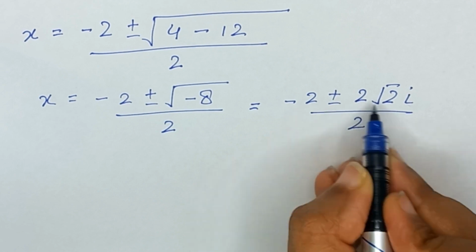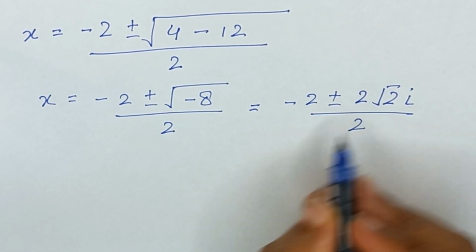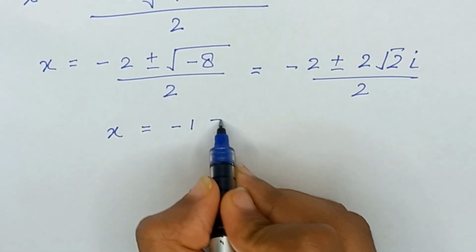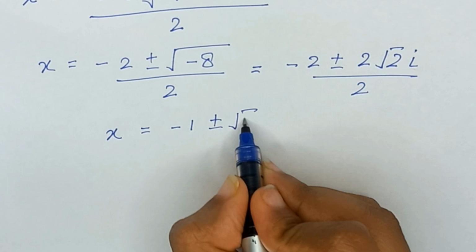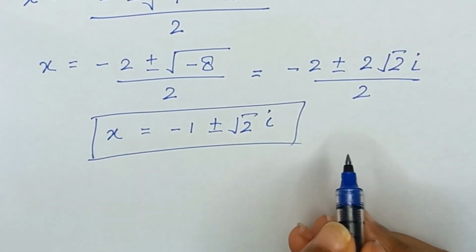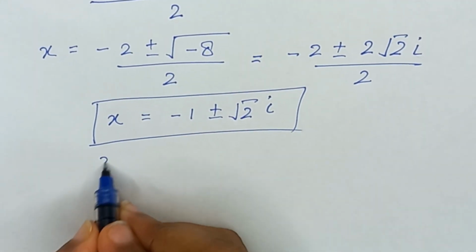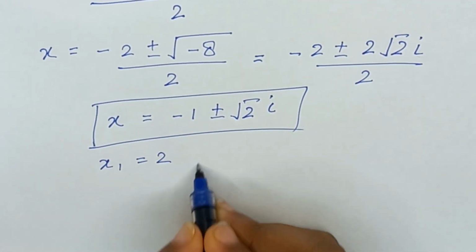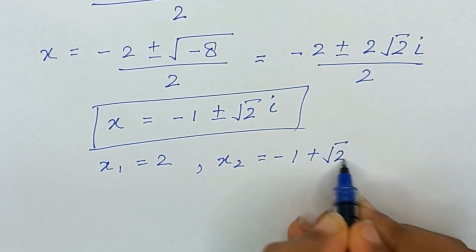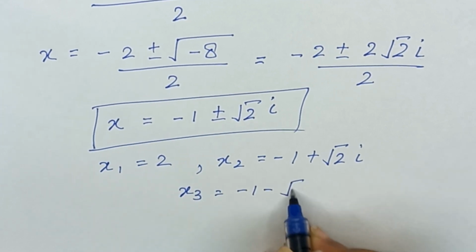Now you can see that here 2 is common, so when we take out the common 2, this 2 and 2 will cancel out, and the value of x will be negative 1 plus minus square root of 2 iota. So it is the final value of x. So here we have three values of x. First value of x is 2. Second one is negative 1 plus square root of 2 iota, and the third one is negative 1 minus square root of 2 iota.